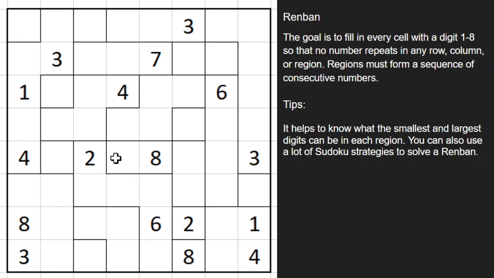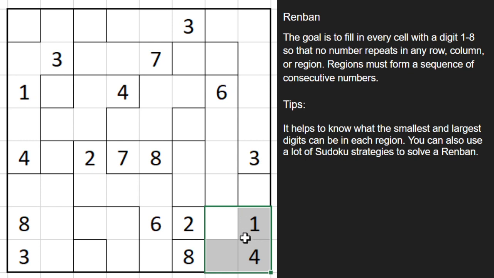So the first place I would look is this region here. 8 being the largest number, we know this can't be a 9. That has to be a 7. And then where I would look from there is any regions that are going to be bounded or constrained. What I mean by that is it's going to have a small number and a large number, and then you know all the numbers in between have to go in there.